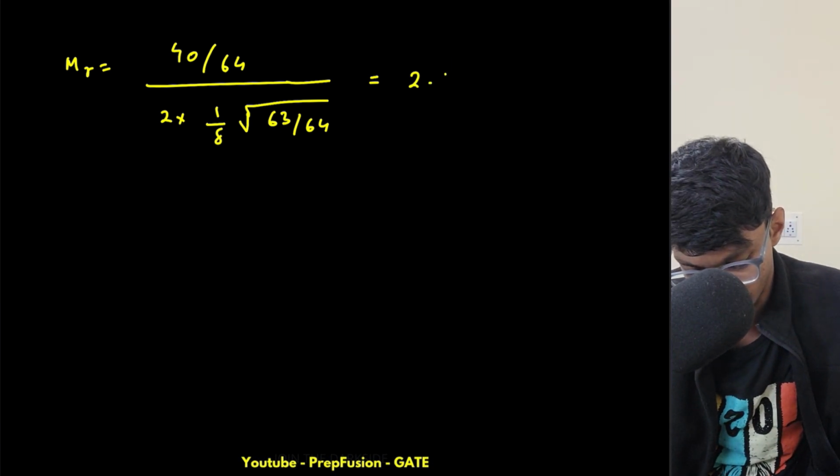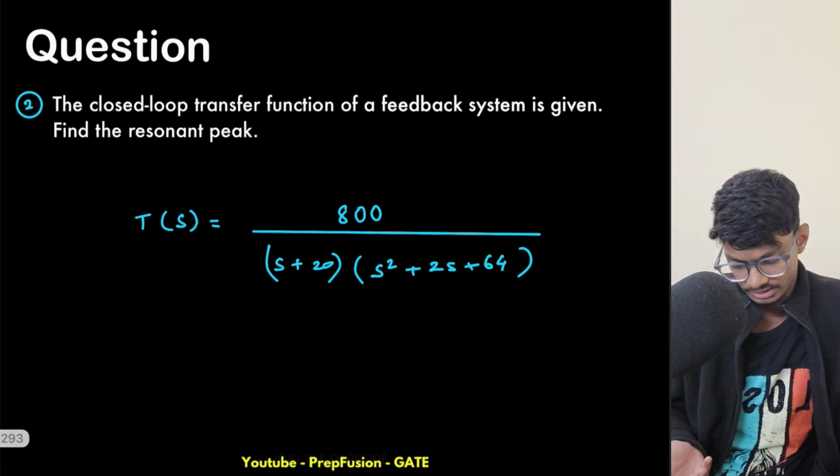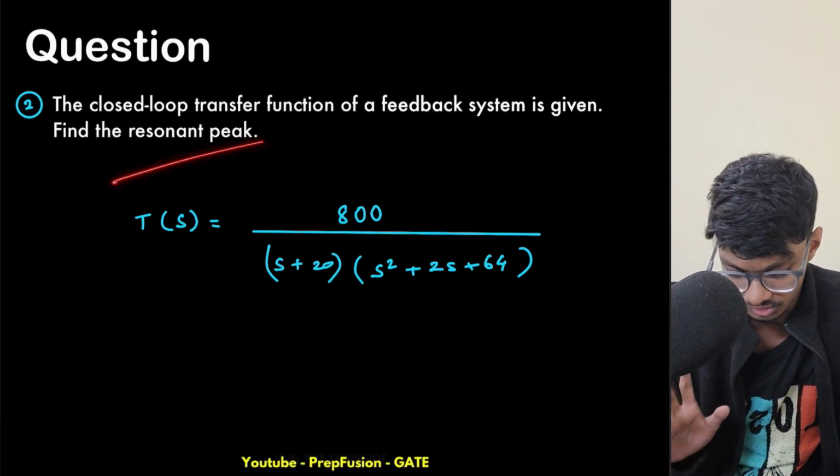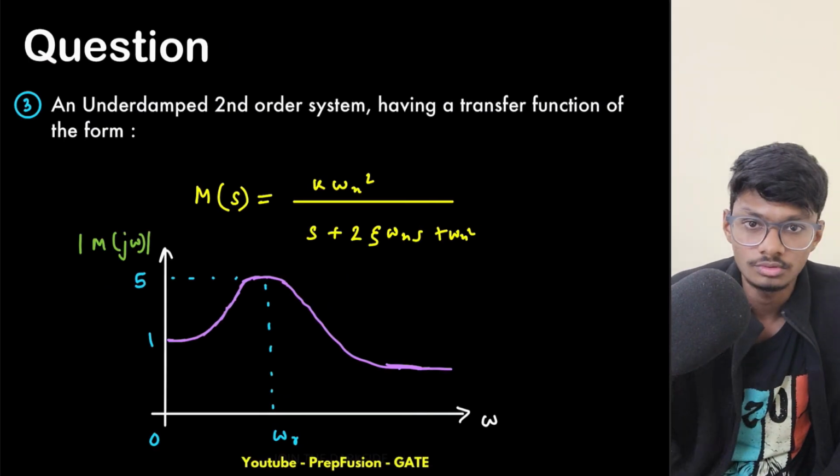So this is how you can also approximate on the go. So MR will be 2.52, and that is the answer, I believe. Yeah, resonant peak they have told us to find, so this will be 2.52. So this is the answer for this question. Let's now go to the third question.